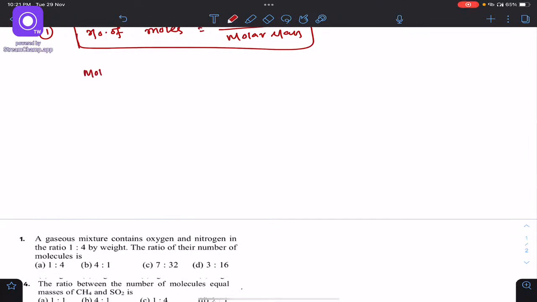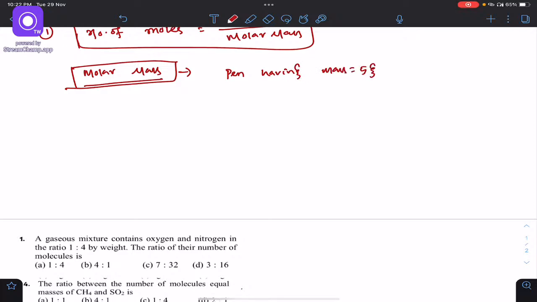What is molar mass? We don't need any definition. Let's say I have a pen having mass 5 gram. So what is the molar mass of the pen? Molar mass means one pen having mass 5 gram.